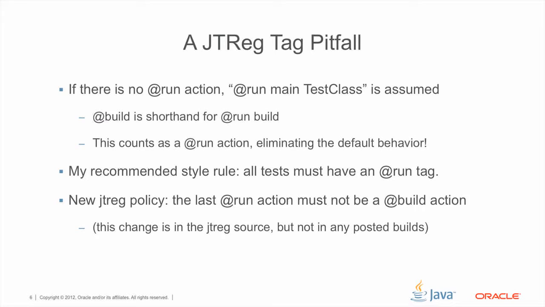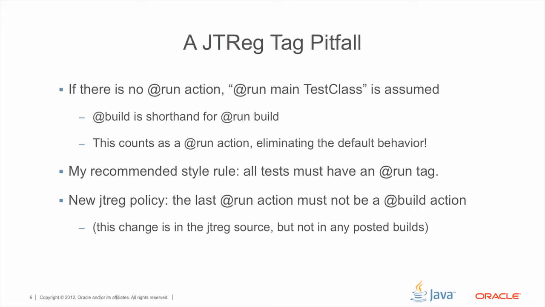So now in recent versions of JTREG, this change was put into the open source probably, I think, in April of 2013. There's a new rule that says that the last run action must not be a build action. In fact, if the last action turns out to be a build action, then JTREG will now consider that to be an error. So the example on the previous slide, where it would actually not run the test, that would actually be considered an error by JTREG now.